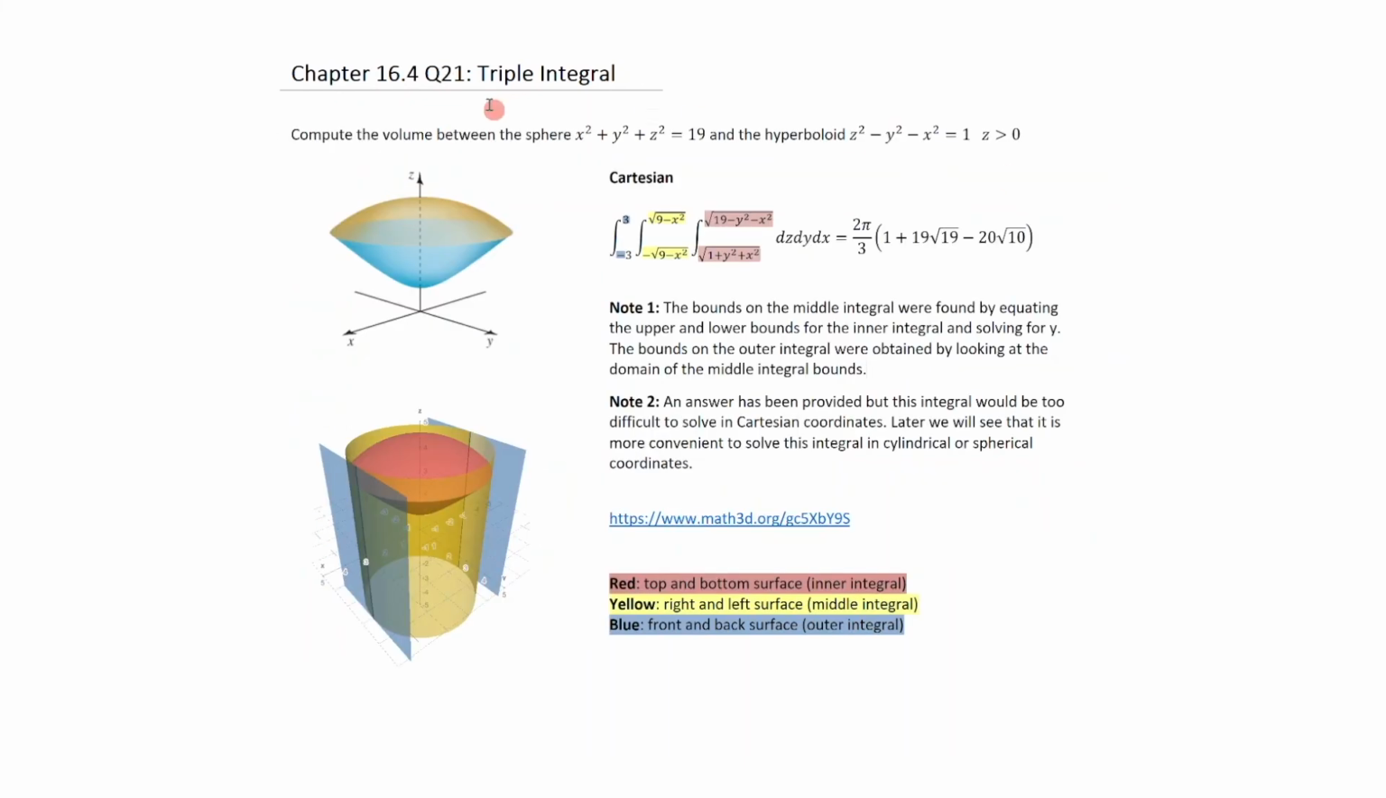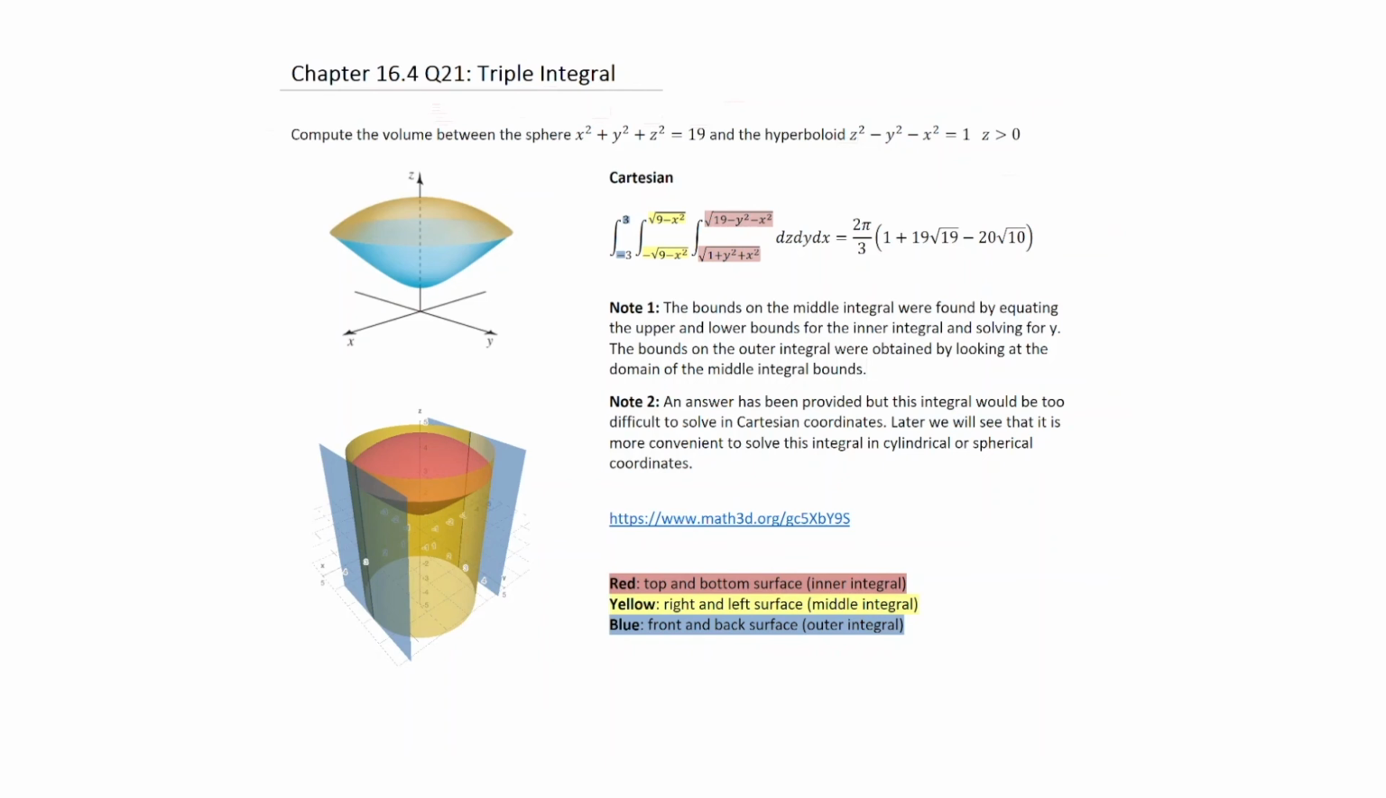All right, so this is another example. This is from question 21 in chapter 16.4. You're supposed to compute the volume between the sphere x squared plus y squared plus z squared equals 19 and the hyperboloid z squared minus y squared minus x squared equals 1 for z greater than 0. And so how do we set this up?